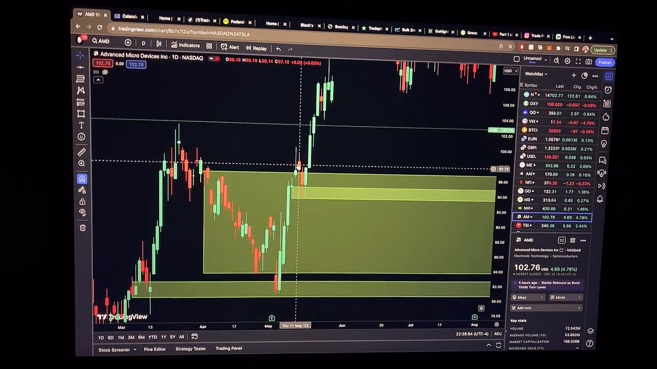Why did it turn right here? What caused that turn? Who can tell me in the chat? Why did price reverse right there?